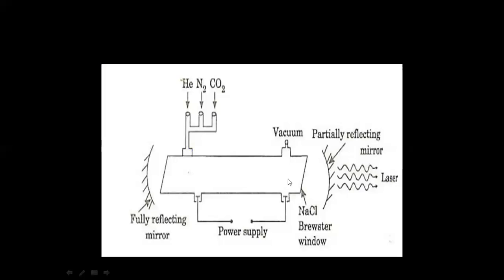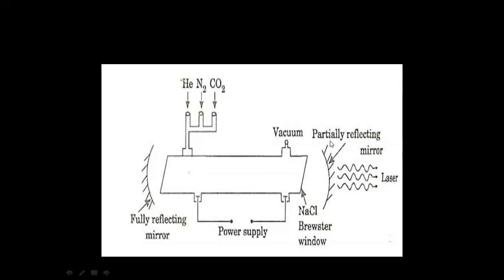It makes the beam perfectly polarized. Polarization is nothing but achieving perfect monochromaticity. So it can be achieved by this NaCl Brewster window. And then there are two reflecting mirrors. One is fully reflecting and one is partially reflecting. You may think, why can't we use both as fully reflecting?